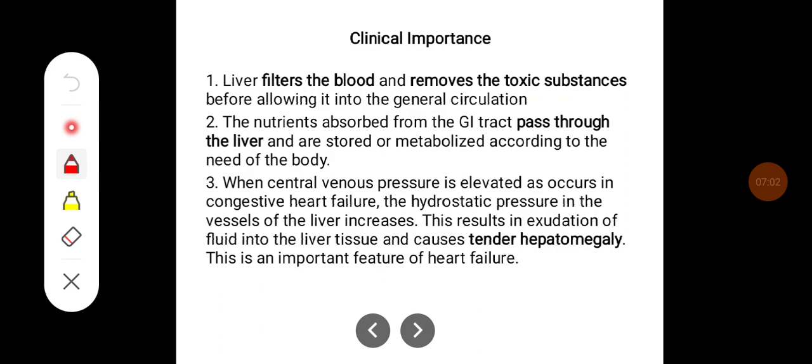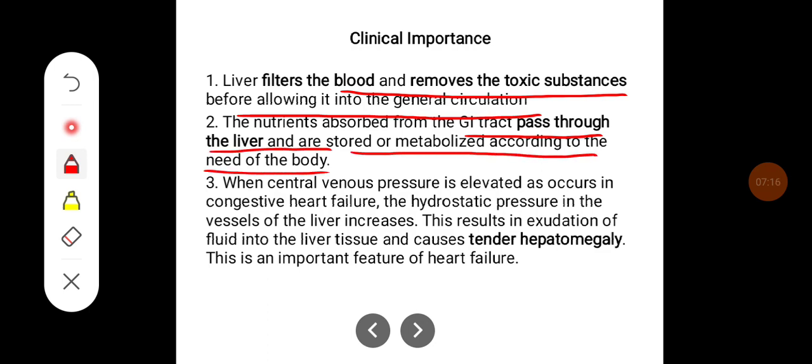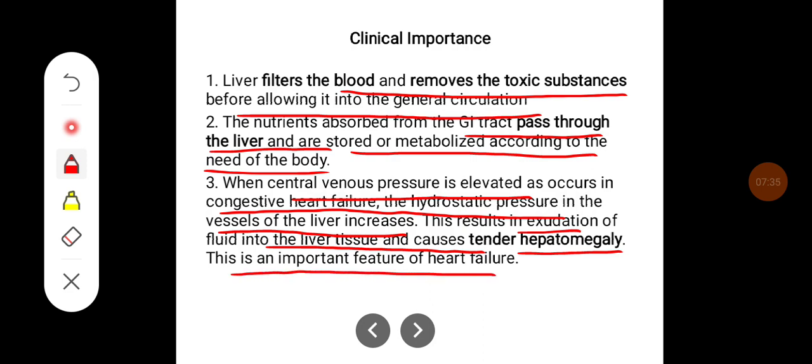Clinical importance. The liver filters the blood and removes toxic substances before allowing it into the general circulation. The nutrients absorbed from the GI tract pass through the liver and are stored or metabolized according to the need of the body. When central venous pressure is elevated, as occurs in congestive heart failure, the hydrostatic pressure in the vessels of the liver increases. This results in exudation of fluid into liver tissue and causes tender hepatomegaly. This is an important feature of heart failure.